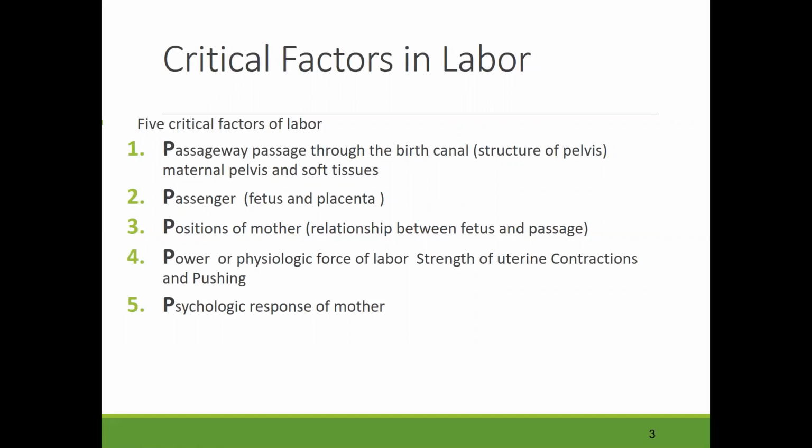Then we have the passenger, which is considered the fetus, and the placenta are the passenger in the uterus. Then we have positions of mother, which is the relationship between the fetus and the passageway. Then we have power or physiologic force of labor, so like the strength of the uterine contractions and pushing. And then we have psychological response of mom. So any one of these forces can actually alter the outcome of a labor and jeopardize both mom and her babe at any point in time. So we're going to go through each one of these factors.